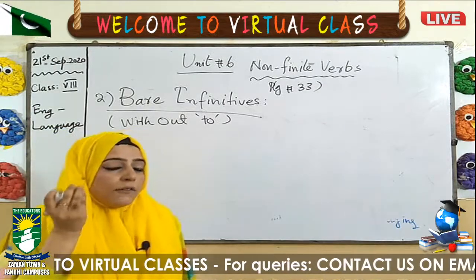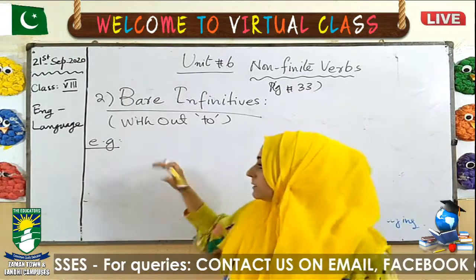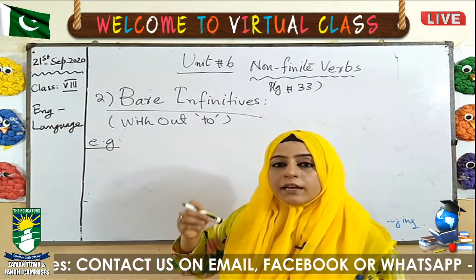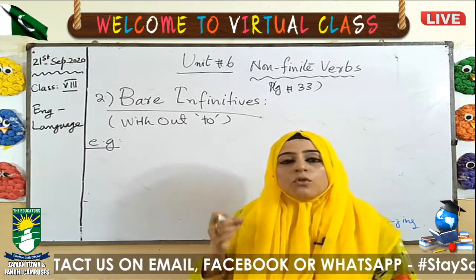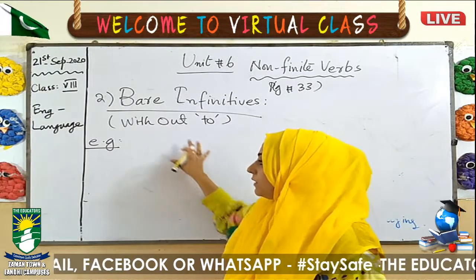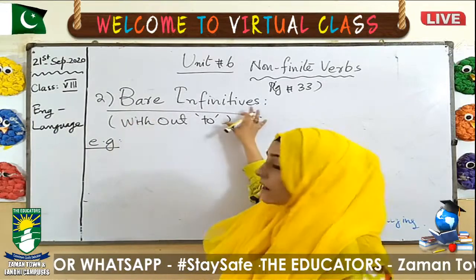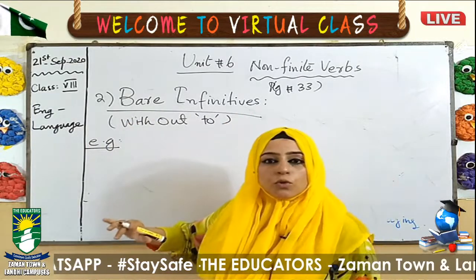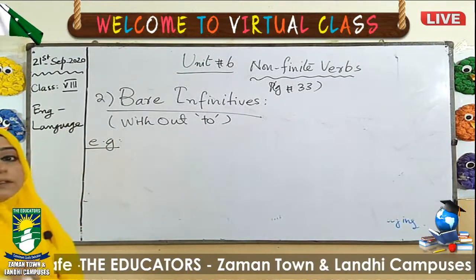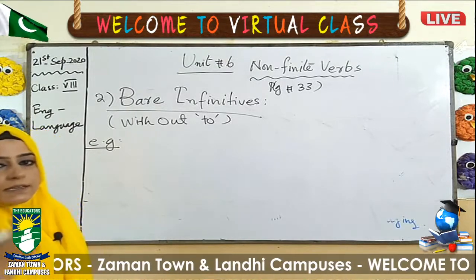So you have to keep in your mind the simple, short tricks that make it easier for you to recognize in the sentence which kind it is. What we have learned: first, infinitives, with the preposition to. Second, bare infinitive, without to. So these are the quick tricks to learn and recognize which kind of non-finite verb is present in your given sentence.